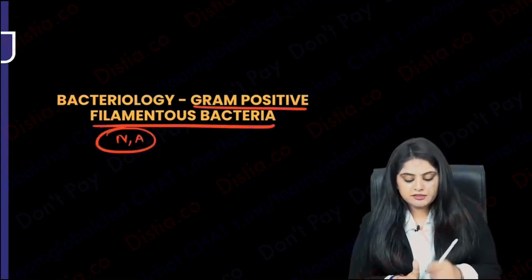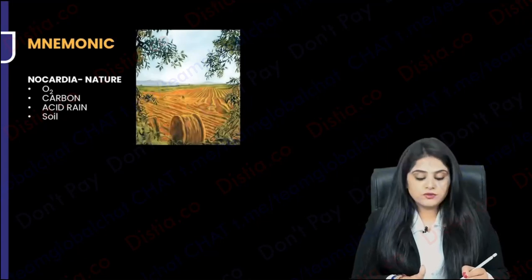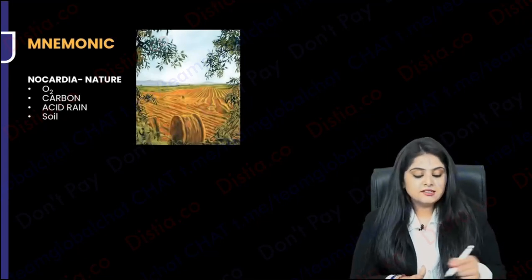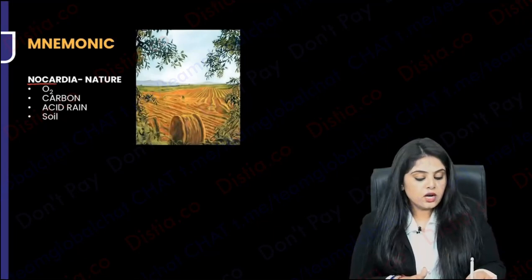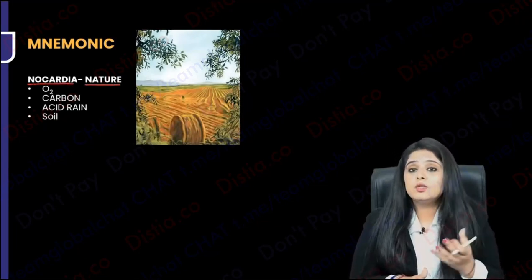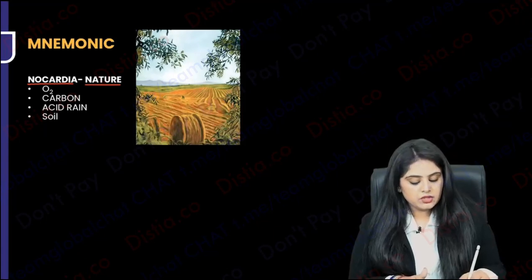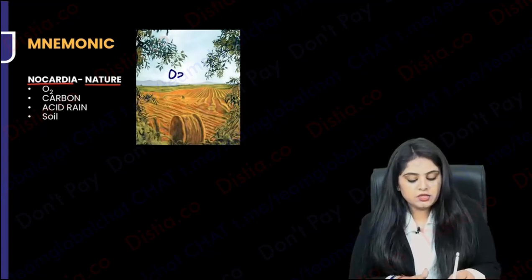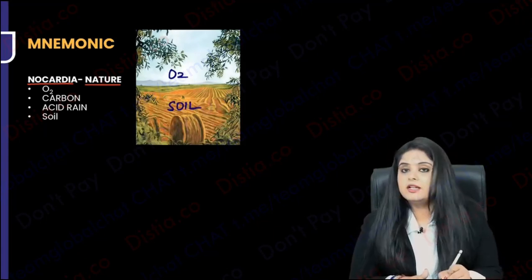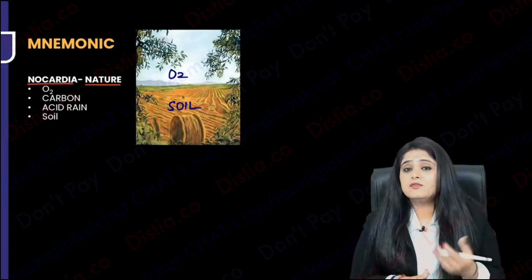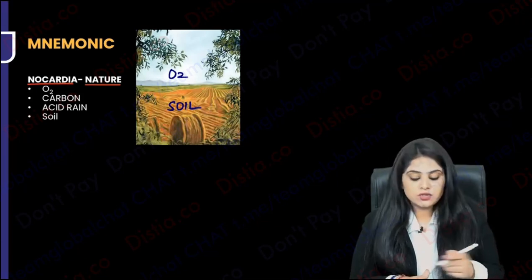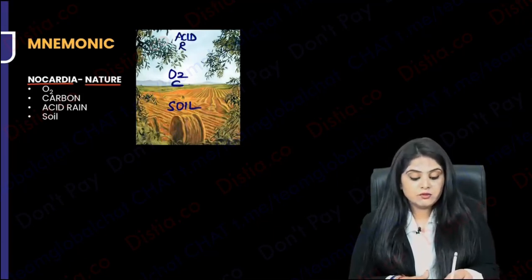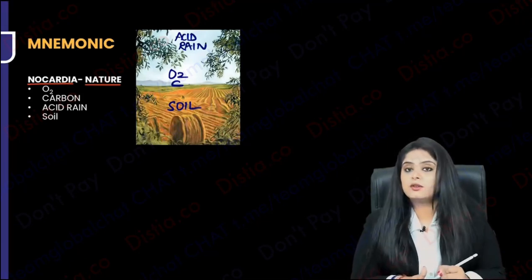Before I start with these gram-positive filamentous organisms, I want to tell you a nice little story. Seems to be something like what we used to read in our storybooks. This is nature. You will be learning Nocardia as nature. What are the good things that nature gives you? Nature has given us good things like oxygen. It has given us good things like soil. And then there are certain bad things which we have forced nature to give us, like carbon, like acid rain, right? Because of human activities, a lot of these things are also forming.